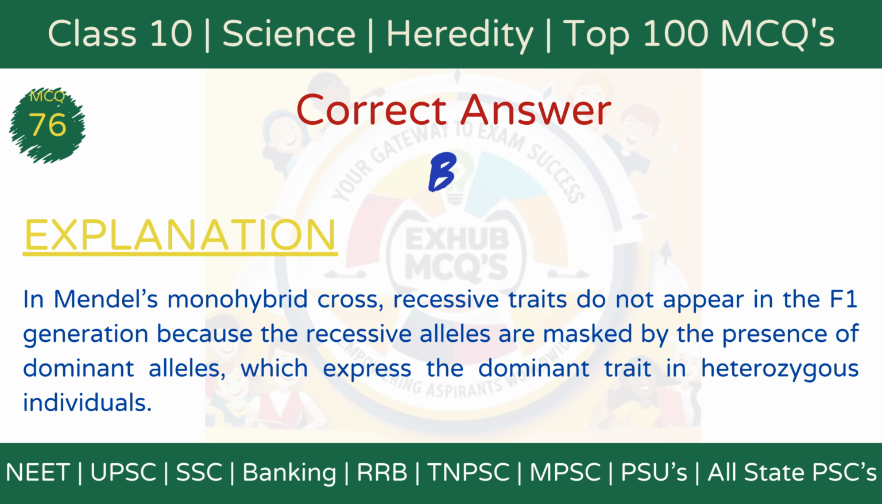Explanation. In Mendel's monohybrid cross, recessive traits do not appear in the F1 generation because the recessive alleles are masked by the presence of dominant alleles, which express the dominant trait in heterozygous individuals.